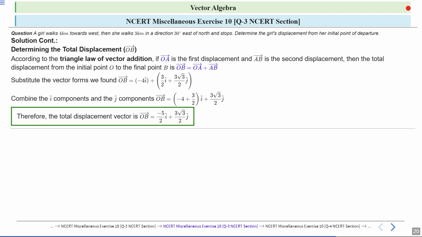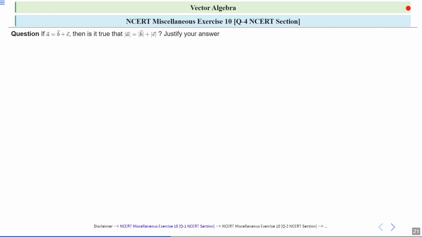Right, let's move to the next question. Next question is NCERT exercise 10, question number 4, which says, if A vector is equal to B vector plus C vector, then is it true that magnitude of A vector is equal to magnitude of B vector plus magnitude of C vector? Justify your answer, right? So let us see how we can justify our answer.